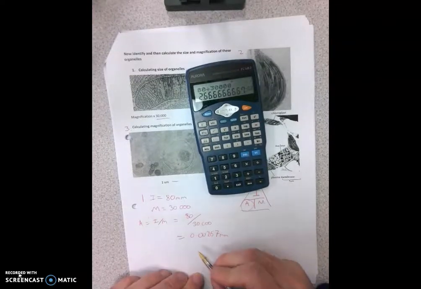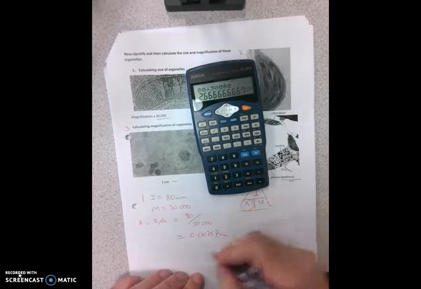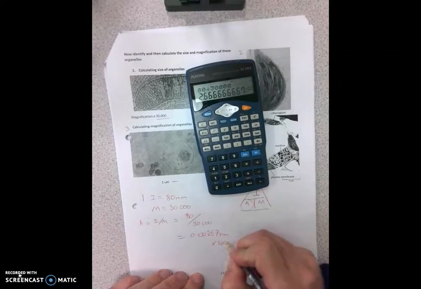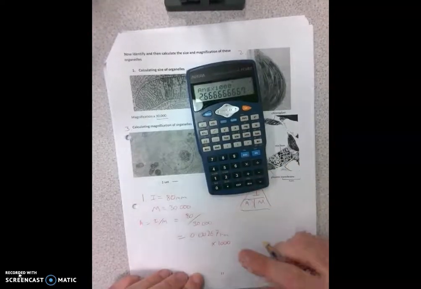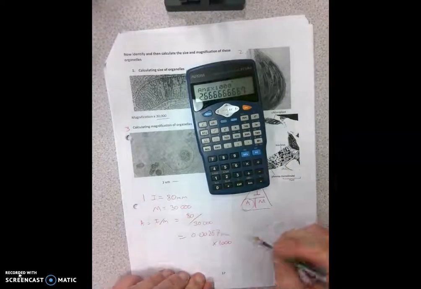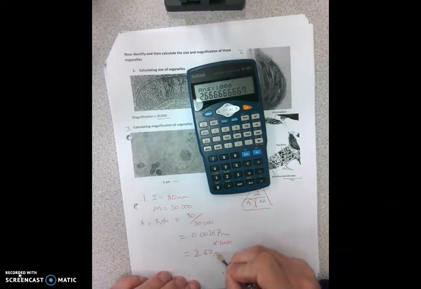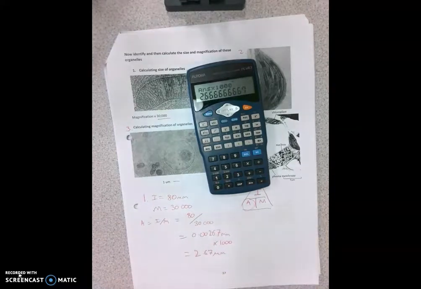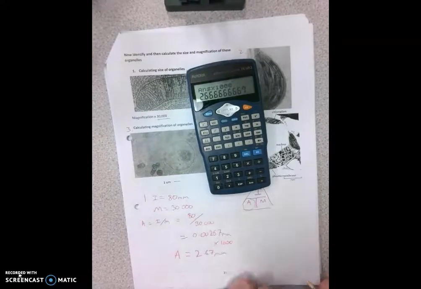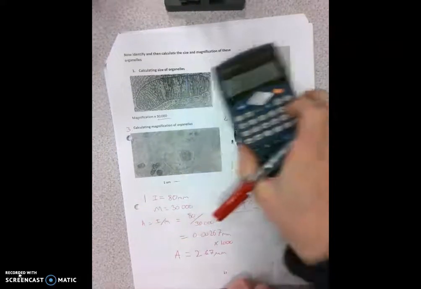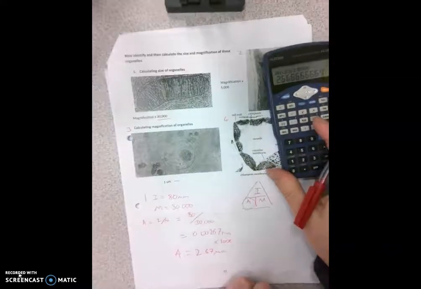So what I'm going to do is I'm actually going to convert it into a smaller unit. I'm going to convert it into micrometers. And the way you do that is you times it by 1,000. And as a result, you get 2.67. Now remember, the symbol for micrometers is that funny U thing. There you go. So I've now got my actual size as 2.67 micrometers. Okay, that is how you do these first ones here, calculating the size of organelles.